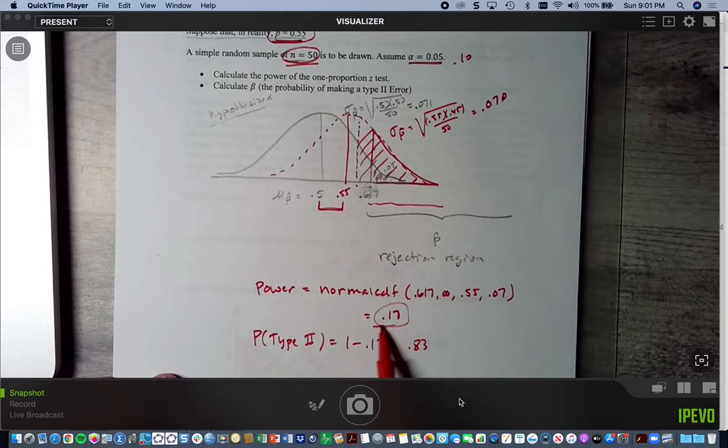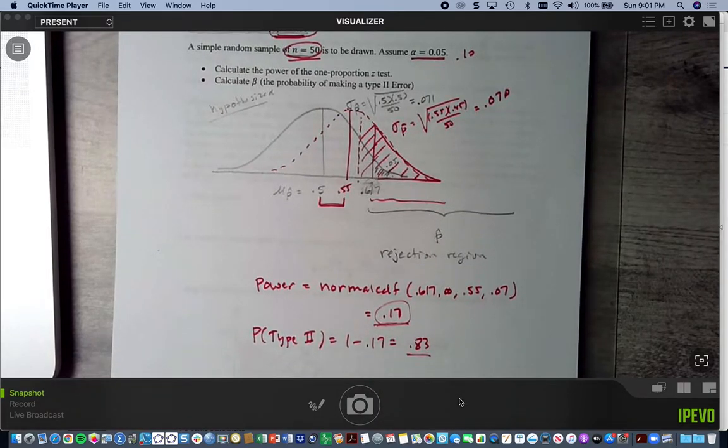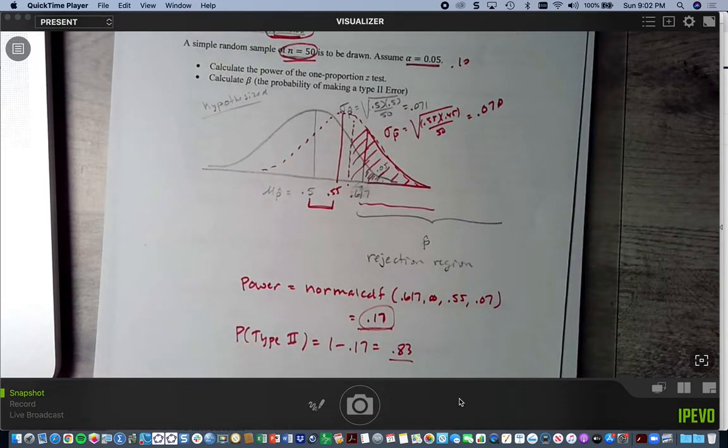Okay, and as the power increases, the probability of a type 2 error is going to decrease because they're complements of each other. Okay, so let me give you another example. This was an example that was actually on the AP exam a couple years ago.